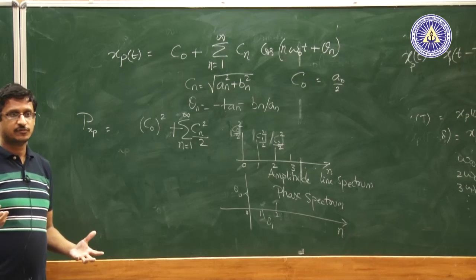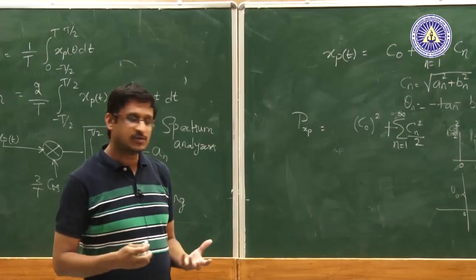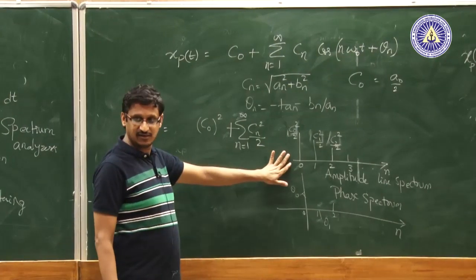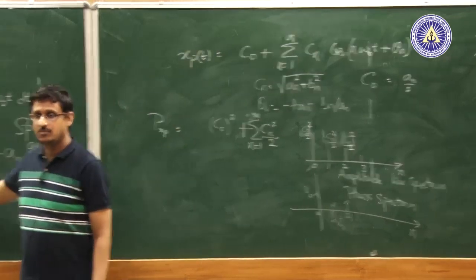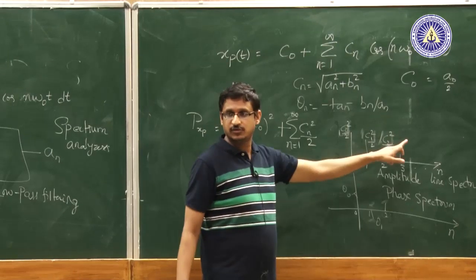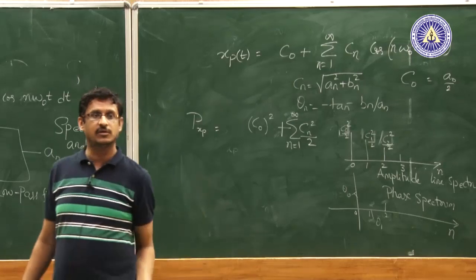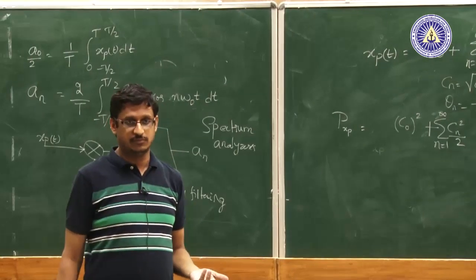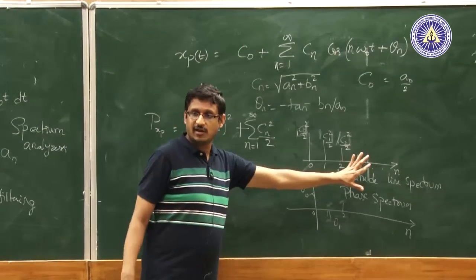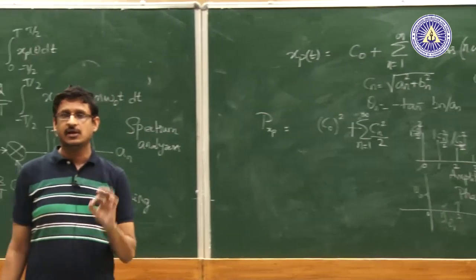I am not sure how many of you have heard of this, but there was an instrument called the Harmonic Analyzer, and the Harmonic Analyzer was exactly doing this. It would analyze the signal by our conceptual block diagram and then plot C0 square by 2, C1 square by 2, C2 square by 2, and then generate the power line spectrum or the power spectrum. And today's modern spectrum analyzers essentially do the same thing. They will allow you to visualize what are the different frequency components that are present in xp of t.